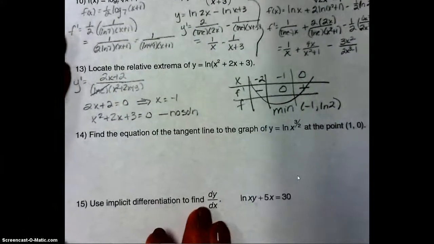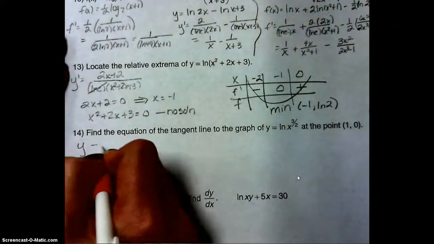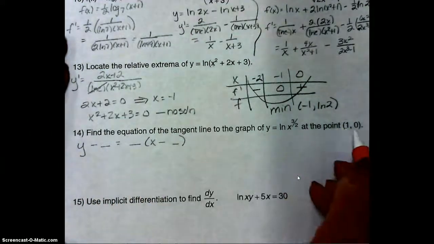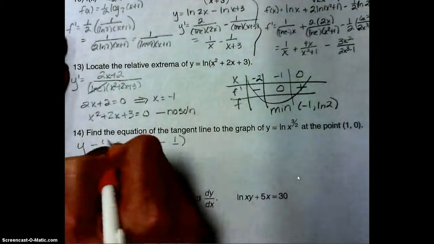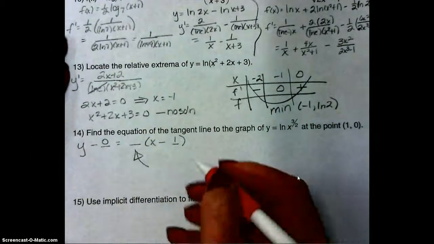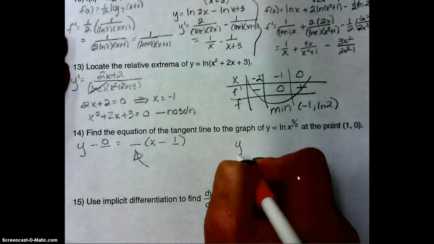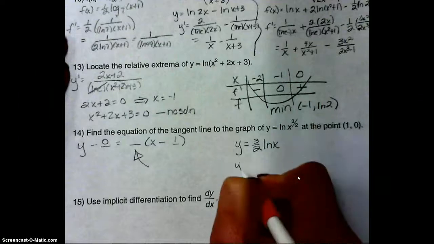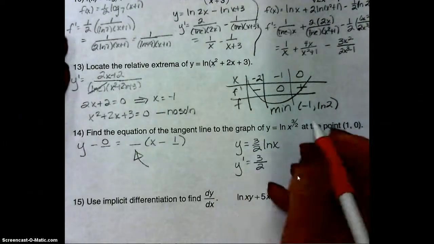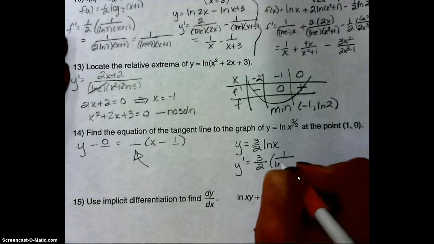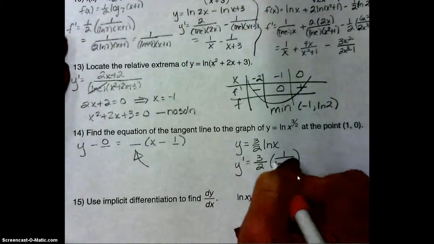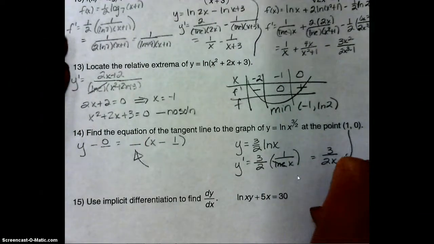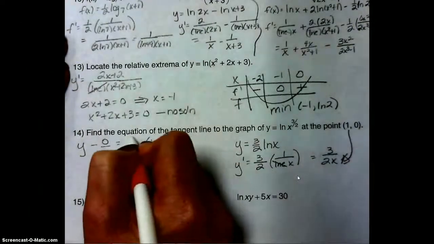Equation of a tangent line works exactly the same as it always has. Y minus blank equals blank, x minus blank. Made it easy on you. I gave you your x and your y, so 1 and 0. Remember, I need my derivative to go right there. So I am going to rewrite this and say y equals 3/2 natural log of x. When I take the derivative, I'm going to get 3/2 times 1 over ln of e times x. ln of e cancels, so I get 3 over 2x, and then I put my 1 in here, and I figure out my slope is 3/2.